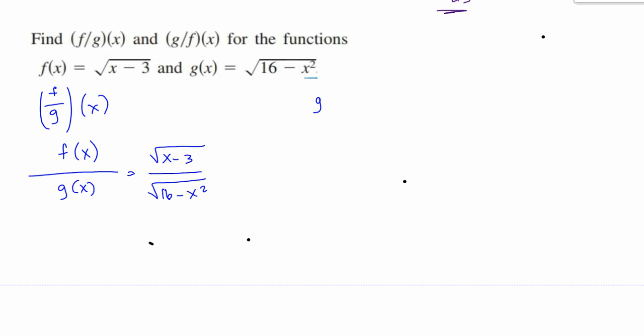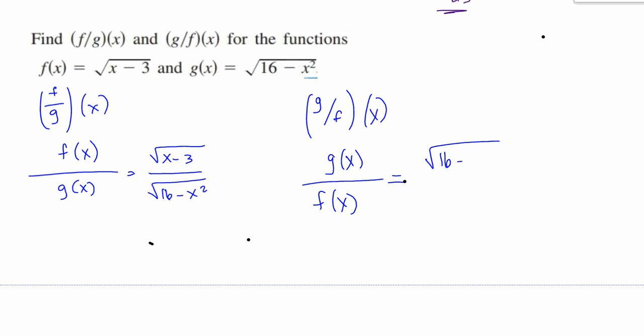We're just going to leave it as that. And then we've got g divided by f. That means this time we're going to take g of x and put it on top, f of x on the bottom. So this time on top is 16 minus x squared, and on the bottom is x minus 3. Okay, that was just a quick introduction. You'll see more of those when we start talking about domain and range of these, but I wanted you to see what it looked like with radicals.